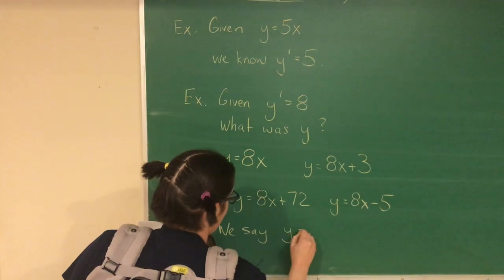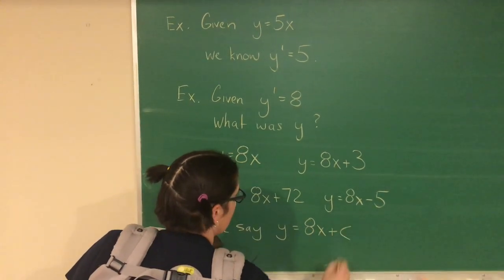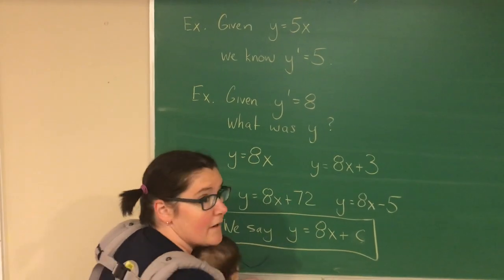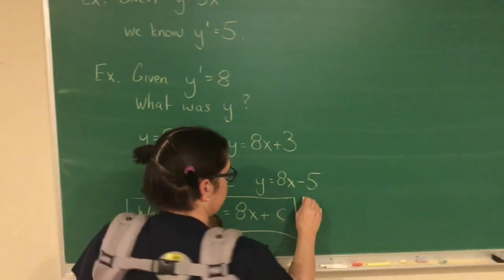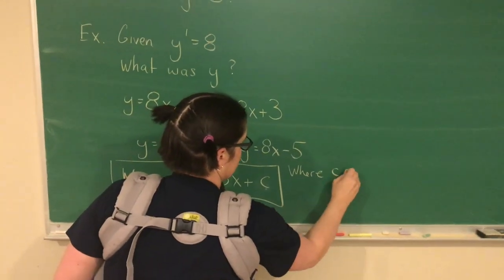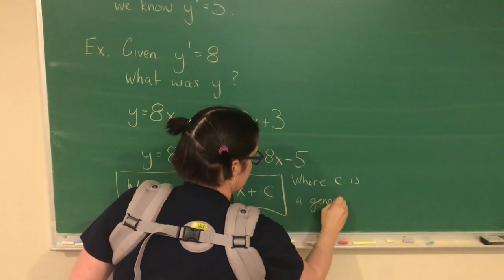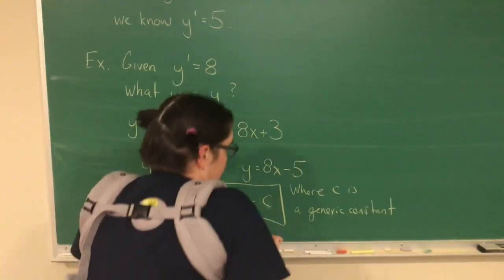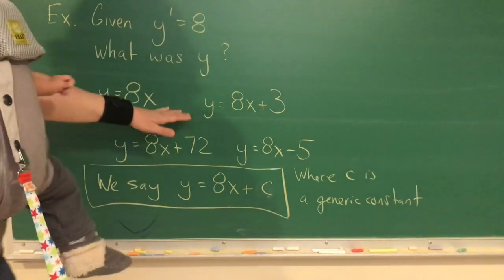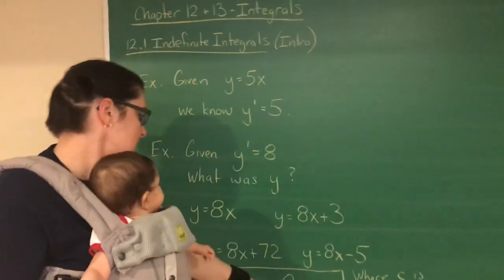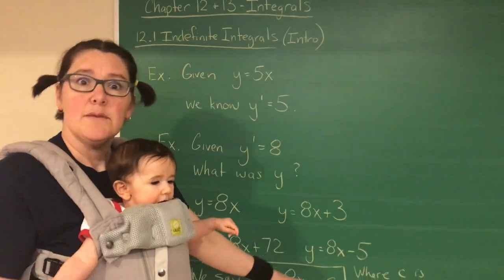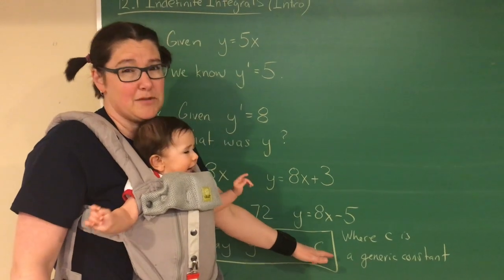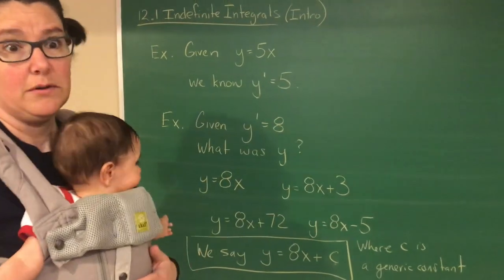or we say that y is equal to 8x plus c, where c is a generic constant. All right, so if we're given a derivative and we want to find the original function, at least in this case, we can write down the 8x, but then we want to add on that plus c, because we don't know if there was some constant on the original function, because when we take the derivative, we get 0.